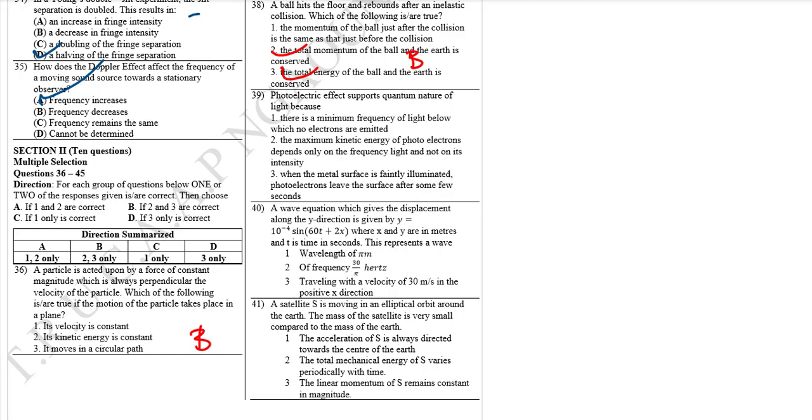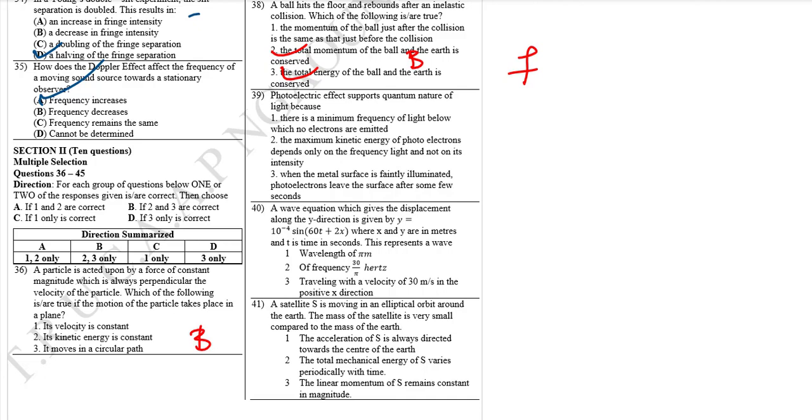Number 39. Photoelectric effect supports the quantum nature of light because, 1, there is a minimum frequency of light below which no electrons are emitted. Is that true? Yes, and we call that the threshold frequency. If you have problems on photoelectricity, the link to the photoelectric effect video will be dropped in the description, so you can click and watch the video.